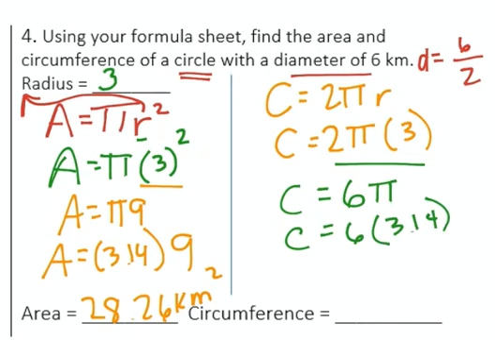Now, once you put that in your calculator, you should get 18.84, and this one is just kilometers. So your circumference and your area. If you need to pause the video, you may. If you want to keep going, or you want to try something on your own, you can. We will do 5 and 6 together, and you'll do 7 through 10 on your own.